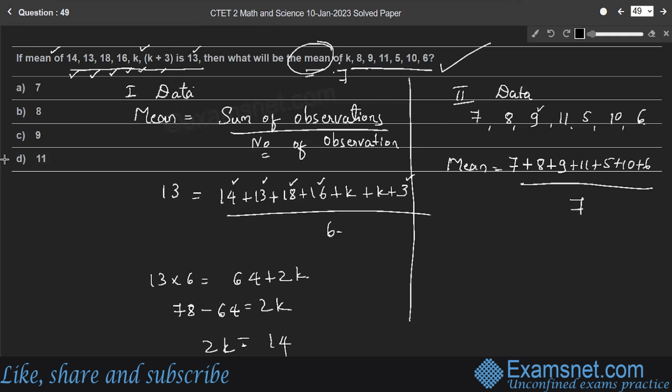7 observations, right? Therefore, 7 plus 8, 15, plus 9, 24, then 34 plus 1, 35, 35 plus 5, 40, 40 plus 10, 50 plus 6, 56 by 7. So which is 8. 7 into 8 is 56. So the mean of the second data is 8. Hence option B is the right answer.